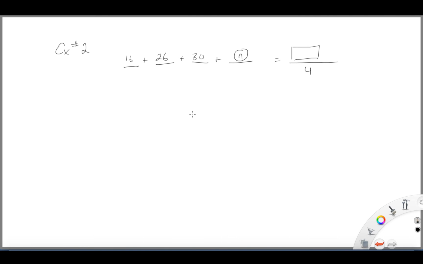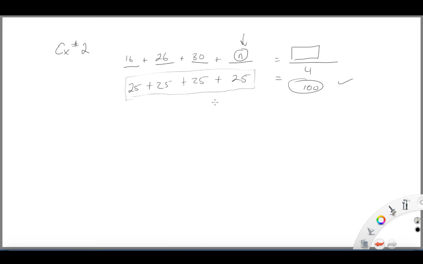So what's the fourth number? We know that the average is 25. If we did 25 plus 25 plus 25 plus 25, we would get an answer that would be correct. So we can use this information to help us solve for this number. Let me show you how to do that. First of all, if we have four 25s, we know that is going to equal 100.